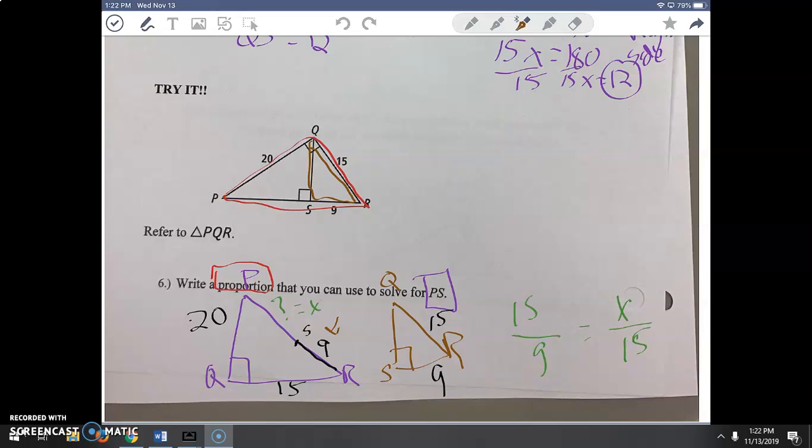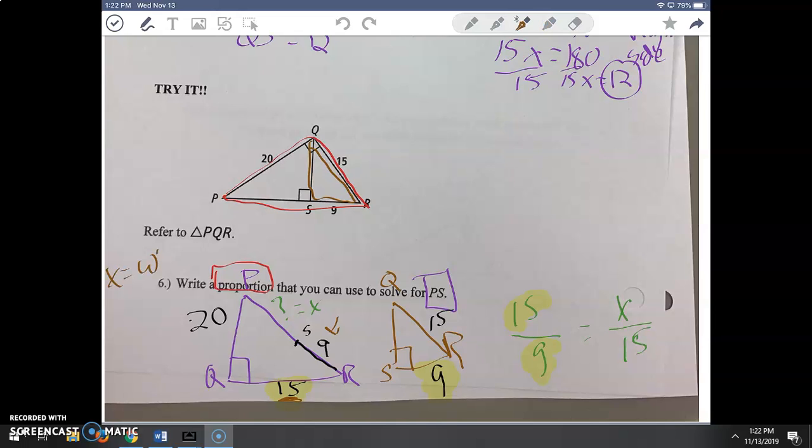So first we can set up the proportion. What I did was 15 over 9. I'll even highlight it. That's where I got these, left side, right side, and then I did X, which is technically the whole side. So maybe I should write that.